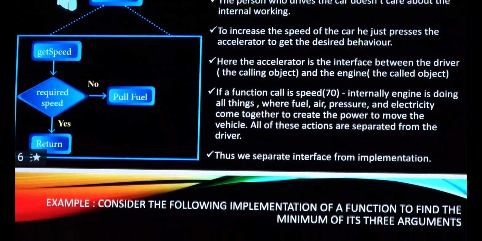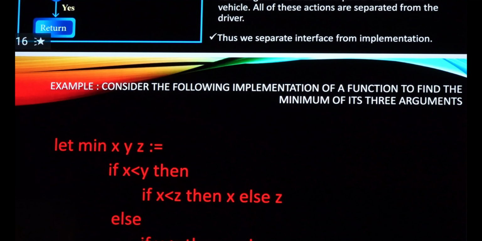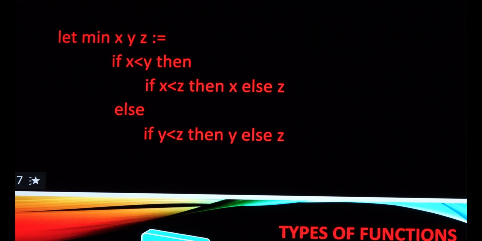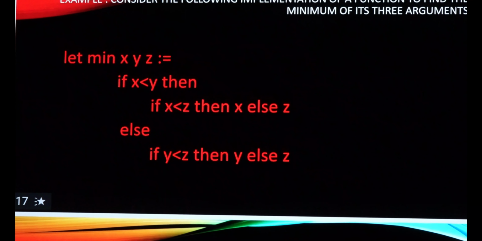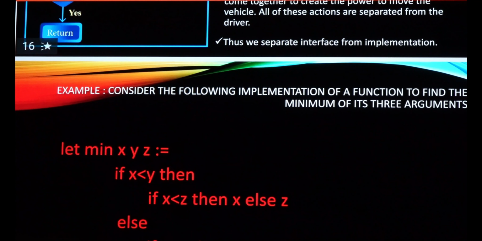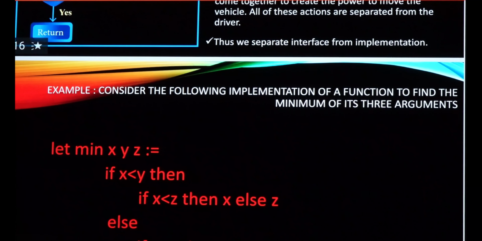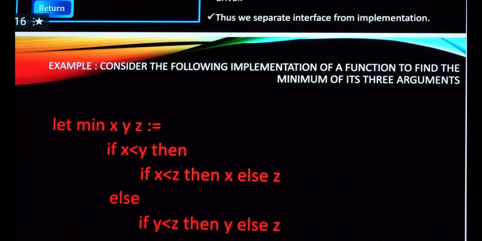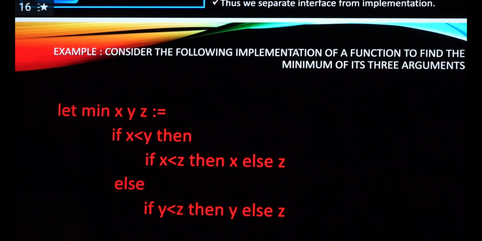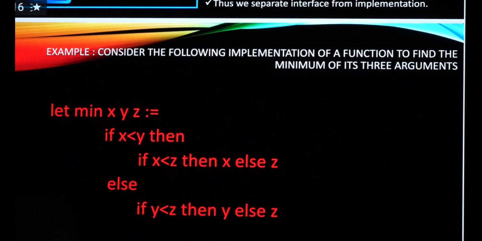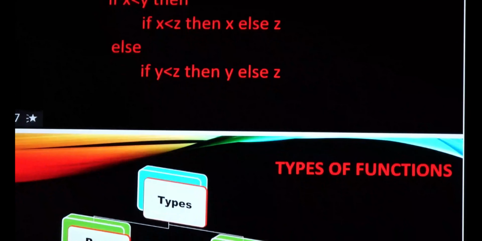Now, in this example, consider the following implementation of a function to find the minimum of its 3 arguments. Let minimum x y z: if x is less than y, then if x is less than z, then x, else z. Else, if y is less than z, then y, else z. Here we are checking conditions on the 3 variables.